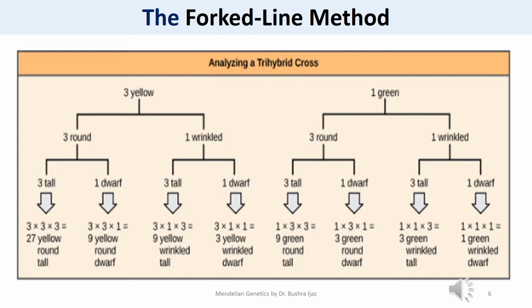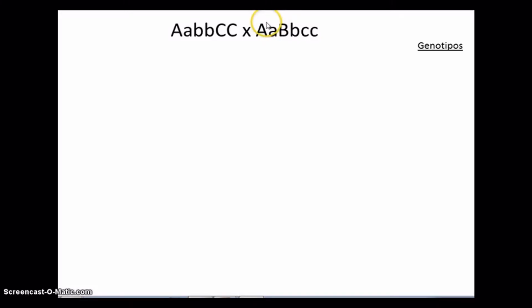And similarly, for our tri-hybrid cross, the F2 phenotype ratio is going to be 27:9:9:9:3:3:3:1. Now, how do we do that? Let's just do it practically. So let's start with the two heterozygotes. These two heterozygotes have three genes. Let's just consider them as gene 1, 2, and 3.